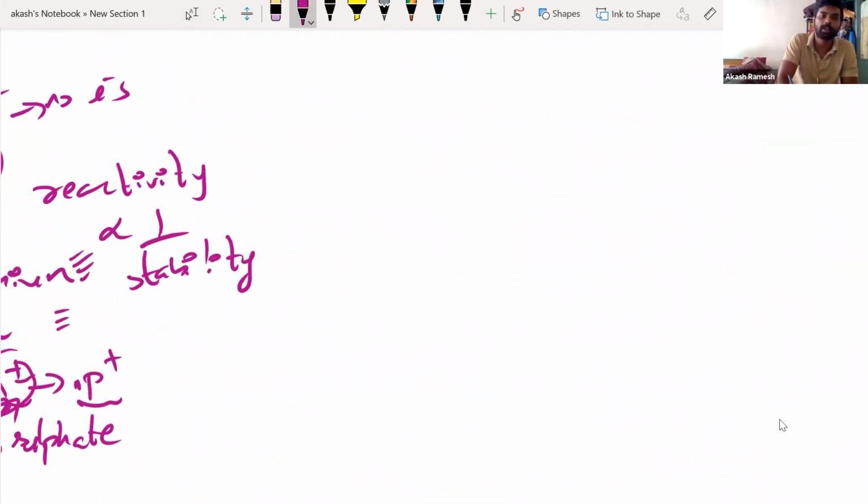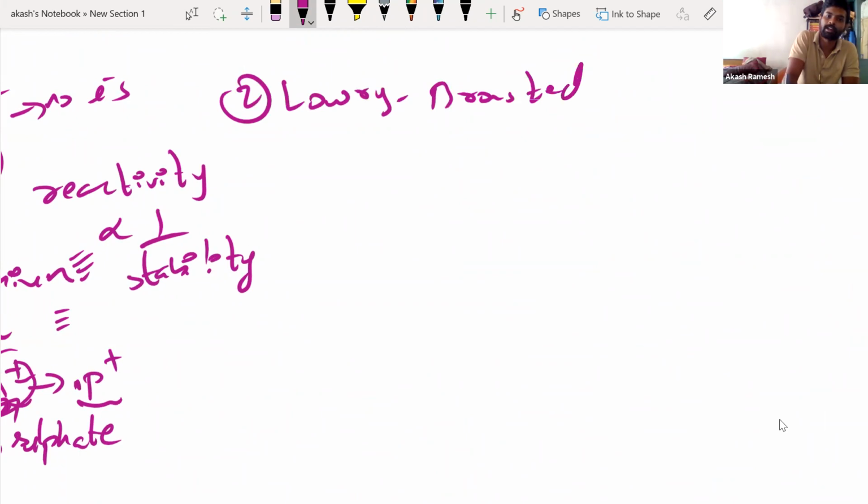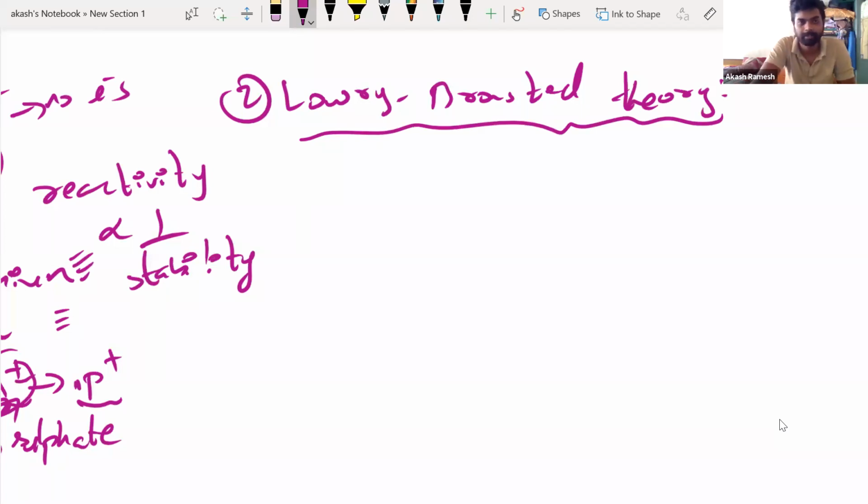Next one is what is called the Lowry-Bronsted theory, or Lowry-Bronsted concept, or however you want to call it. Okay, right. Now, why are we even going to this theory?